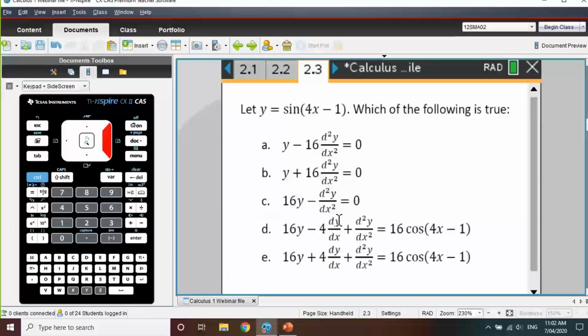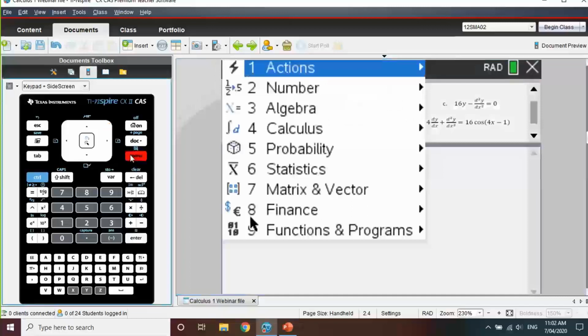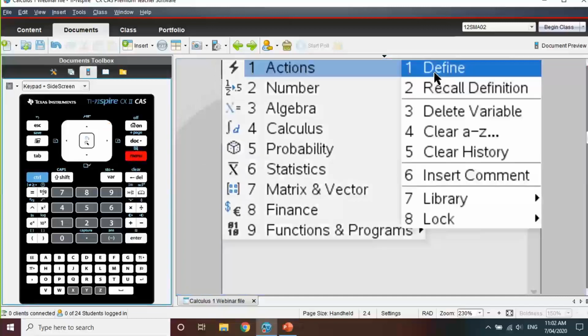Another exam question that could be thrown our way is one where we need to determine which of the following equations or statements are true. So in this example here, we're given y is equal to sine 4x minus 1, and we need to figure out which one of these particular equations are true. So what we can do is on a calculator page, we can define the equation given to us. Now, normally we define things as f of x, but in this instance here, we're not using this function to sub in or differentiate. So what I'm going to do is actually define it as y. So we can define it through menu, actions, define.